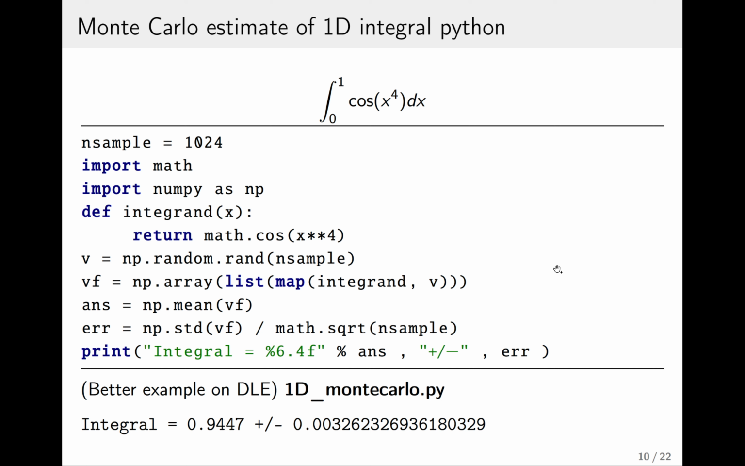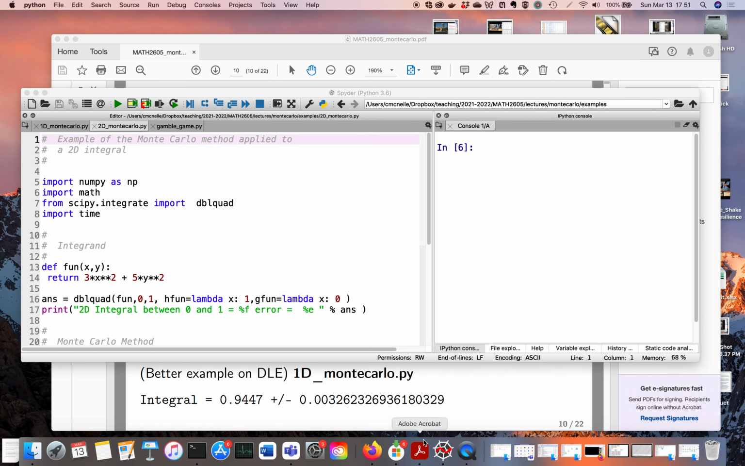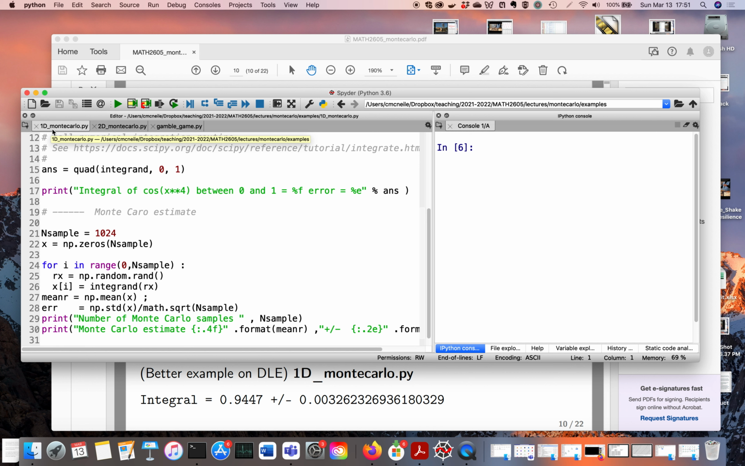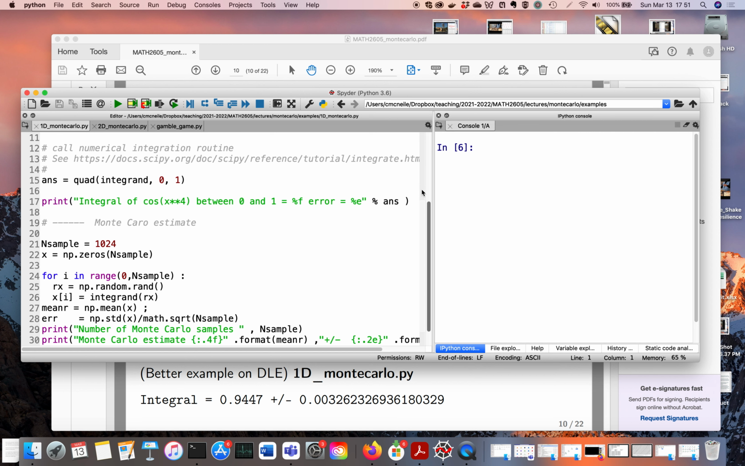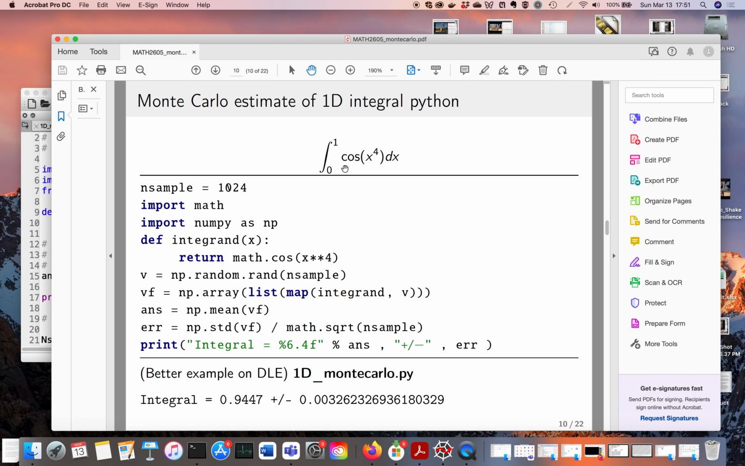Okay, so here's an example computing the integral of cos to the fourth power between 0 and 1. I have an example on the DLE which you can use as a basis if required. So let's just go down to Spyder. Okay, so this is the one-dimensional integral. If we look at the problem here, we're going to do the integral between 0 and 1 of cos x to the fourth power.